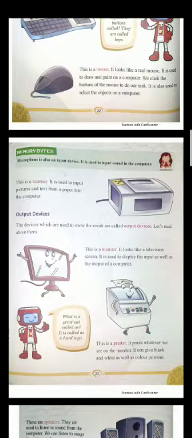Next is the scanner. It is used to input pictures and text from a paper into the computer. So what is the work of the scanner? It scans the pictures or the letters written on a paper, and we can see it after that on the monitor screen. So this is the work of the scanner. We can give input to the computer with the help of a scanner.